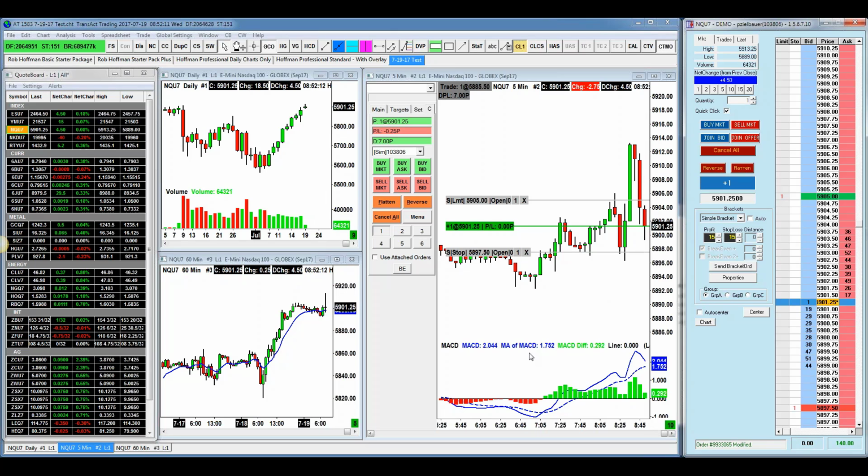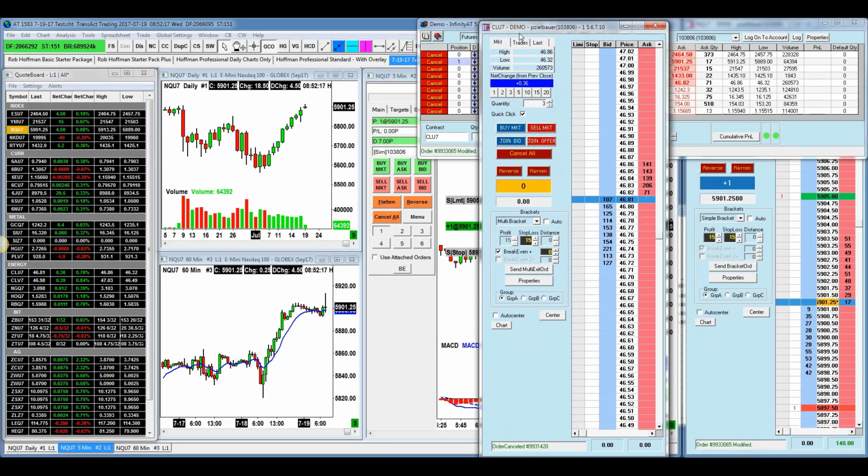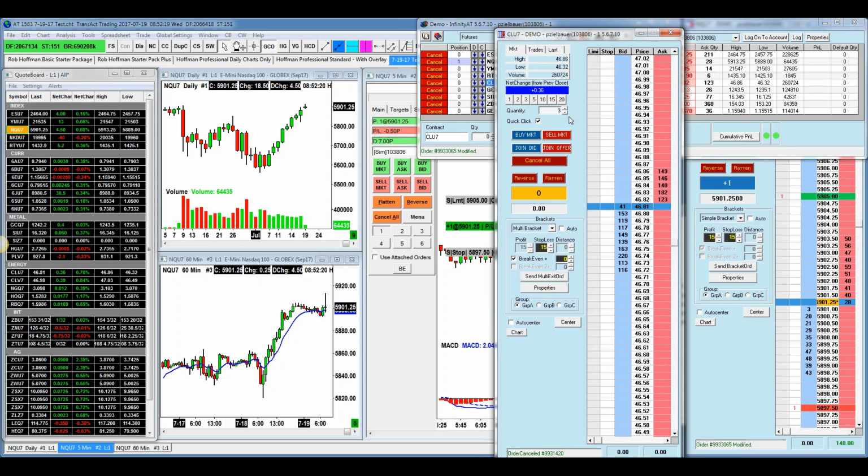And you can have as many of these depth of market windows as you want. So if I wanted to have, let's say on another screen, crude oil, I could put crude right here. And we could do something fun with crude. Like we could do what's called a simple bracket style trade where we put a stop and a target in automatically once we get filled. So let's say we want to go long crude. I would just check this auto box. I have my profit and stop loss in here and just buy one contract at the market. We get filled right away. We're long from 46.82, stop down here, target up here.